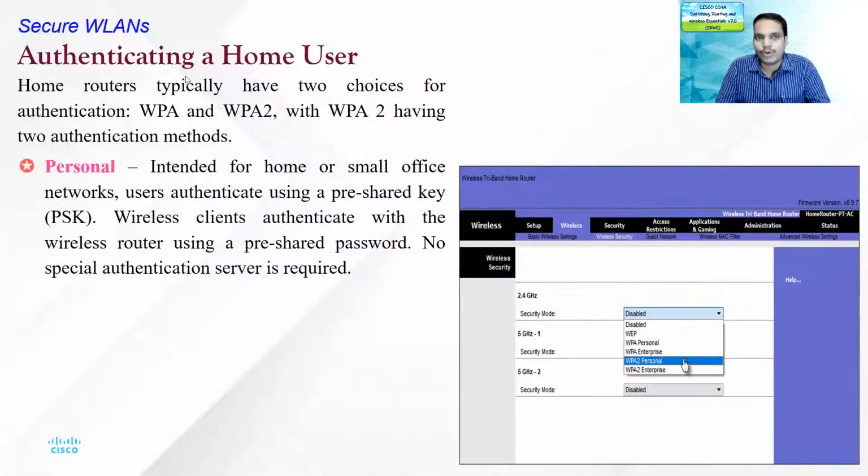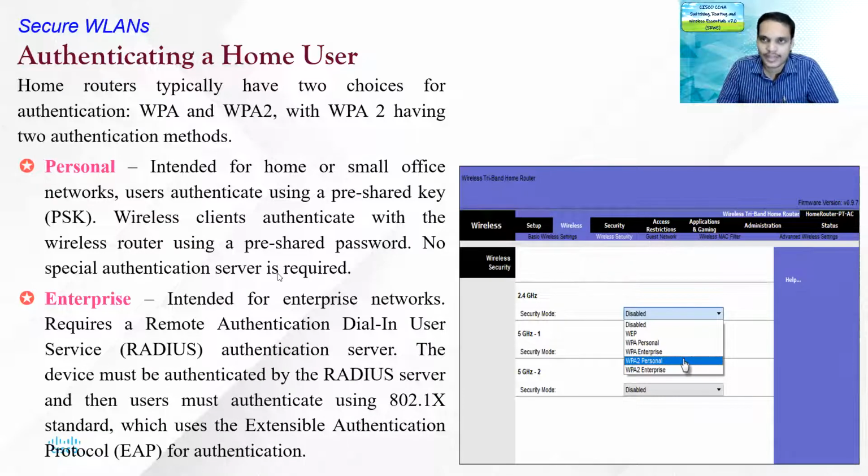Now, how do you authenticate a home user? The home routers typically have two choices, either go for WPA or WPA2, with WPA2 having two authentication methods. The first one is Personal. Here, the wireless clients authenticate with the wireless router using a pre-shared password. There is no special server that is required to authenticate a particular client to the access point.